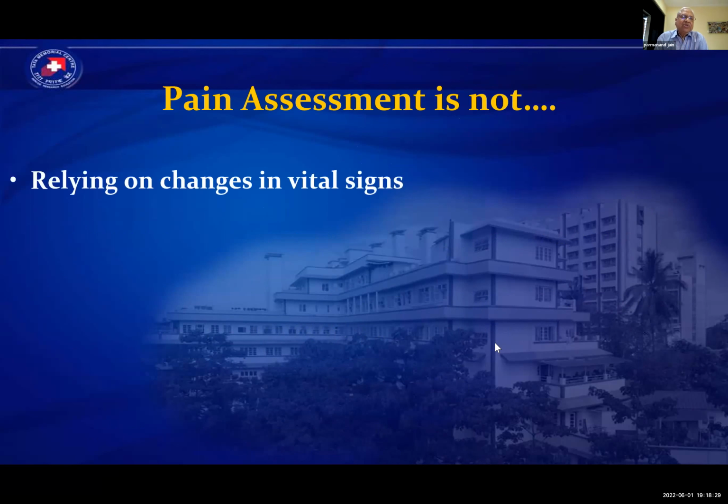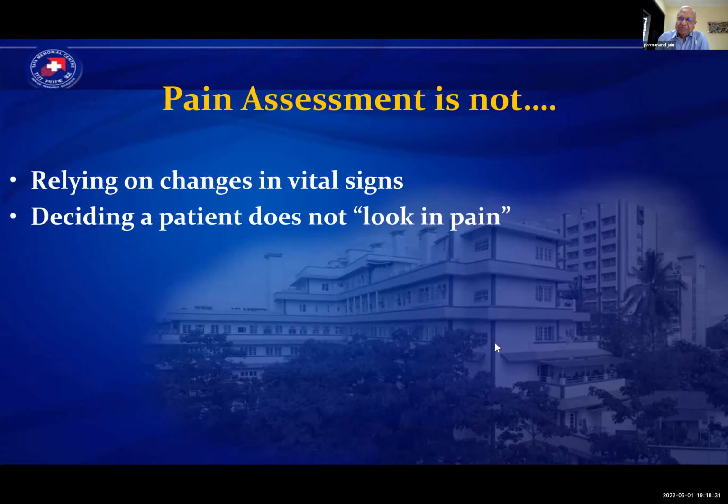And pain assessment should not rely on changes in vital signs. If somebody's blood pressure is 110 over 70, you think that he is not in pain, or he doesn't look in pain, he is talking nicely. Or he says, I have not slept for one month, and he doesn't look like he is that sleepless. So these perceptions are wrong.